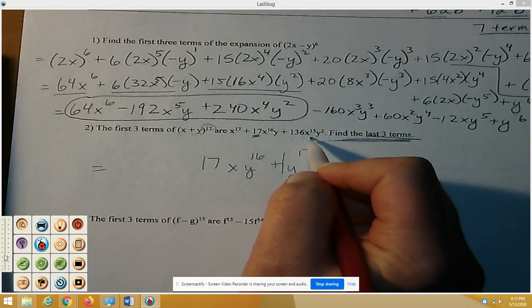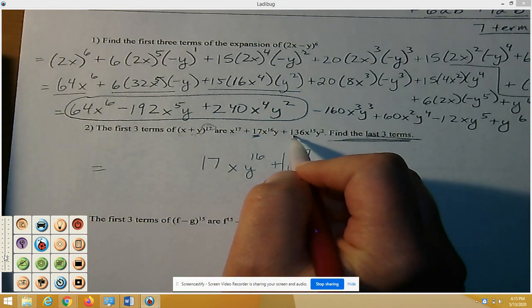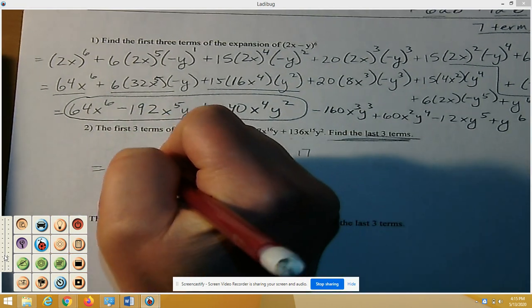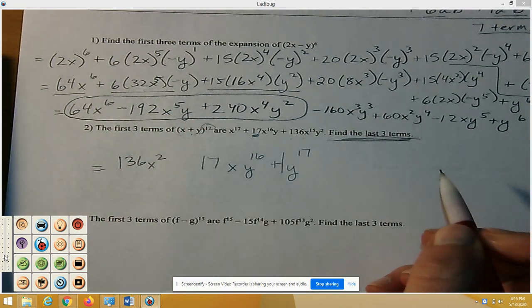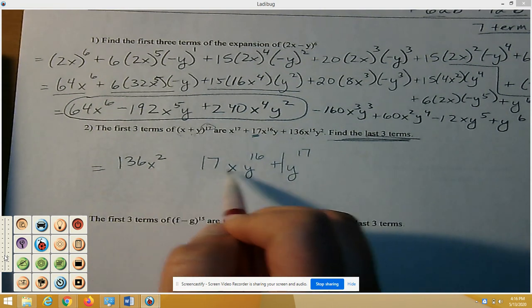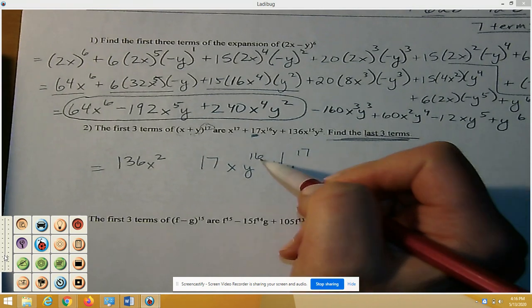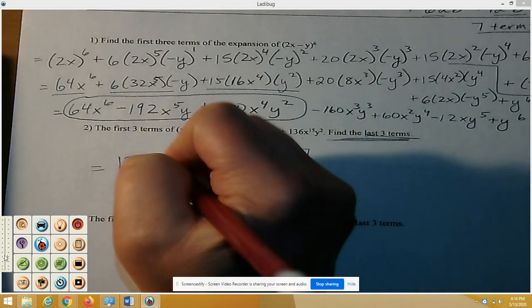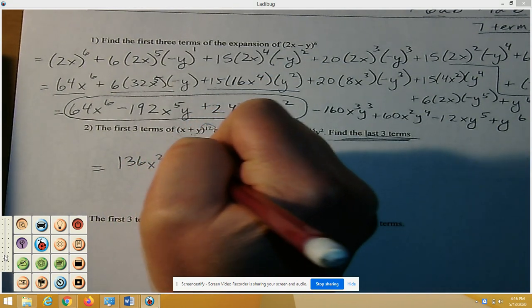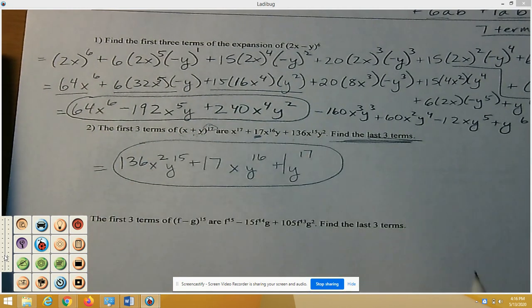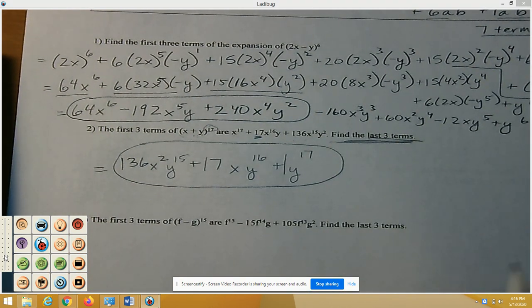And then the third to last term will have the coefficient of 136. The x will be to a degree of 2, so x squared, x to the 1st, x to the 0. Here I have y to the 17th, y to the 16th, and this will be y to the 15th. And that's all that I need to do there. So that was a pretty straightforward question, especially if you read the instructions.